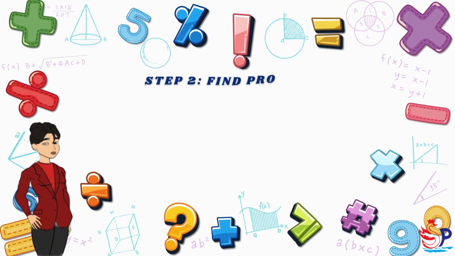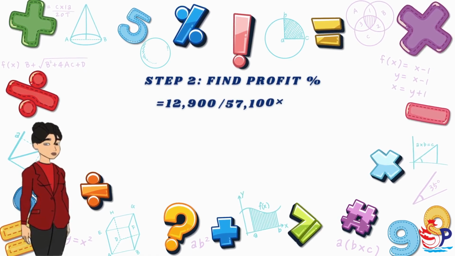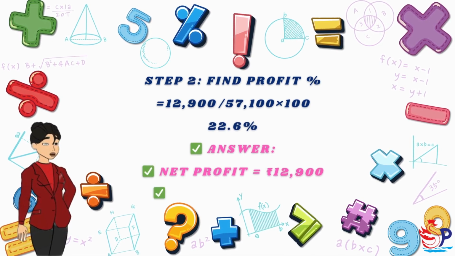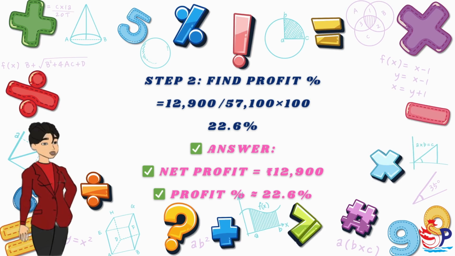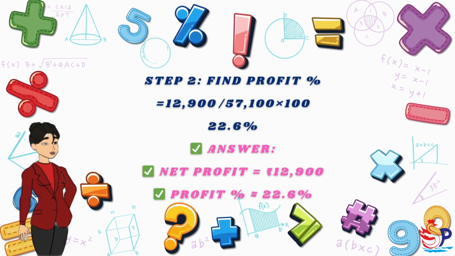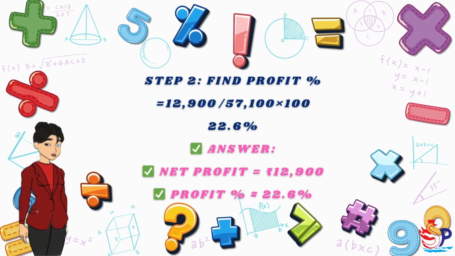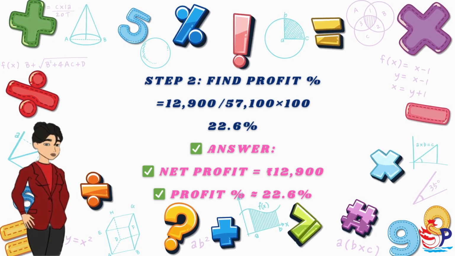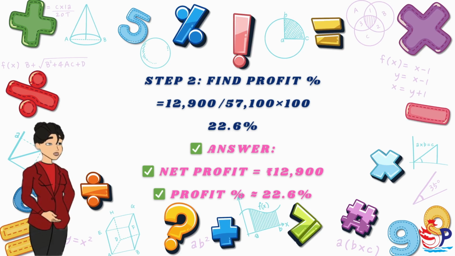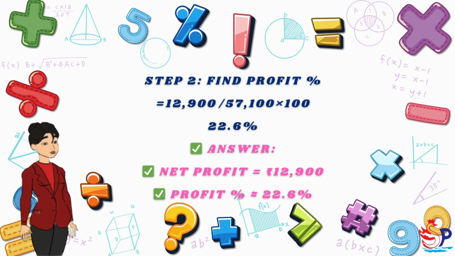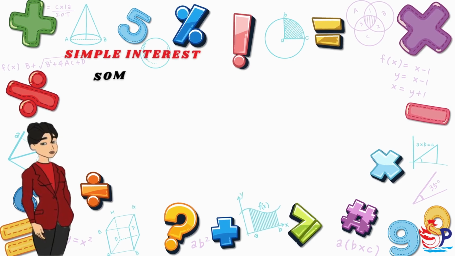Step 2. Find profit percent. Is equal to 12,900 divided by 57,100 multiplied by 100. 22.6%. Final answer. Net profit is equal to 12,900 rupees. Profit percent is equal to 22.6%. Simple interest.